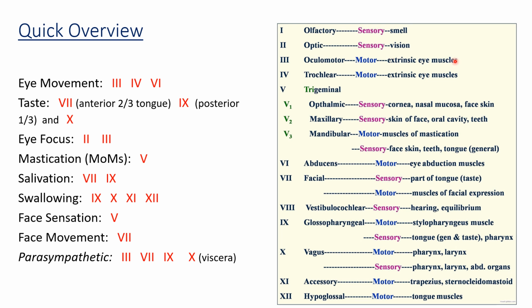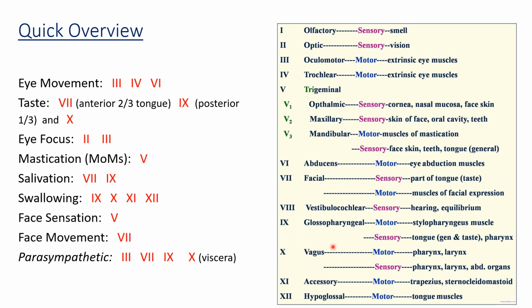Oculomotor, we're working eye muscles. Trochlear, a little harder. That's eye muscles again. Maxillary, that's the skin of the face. Oral cavity, that's the maxilla bone. The mandibular, all right, the motors of chewing. Facial, these things do facial expression. Vestibulocochlear, that's the organ that is involved in hearing and balance. So there are some things here that can sort of lead you.